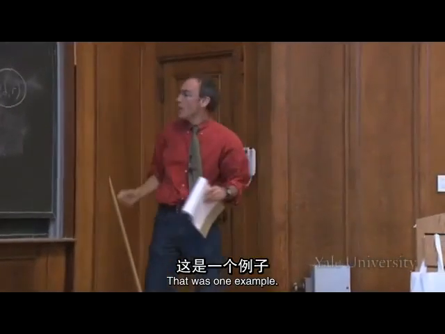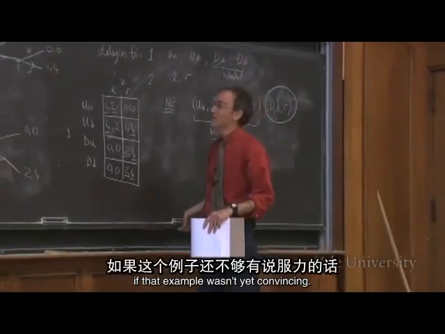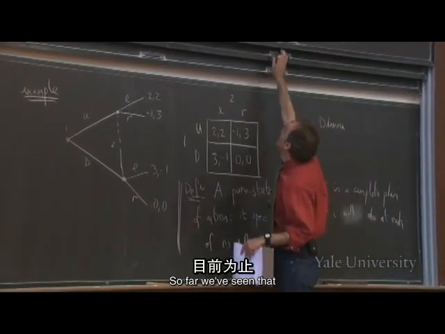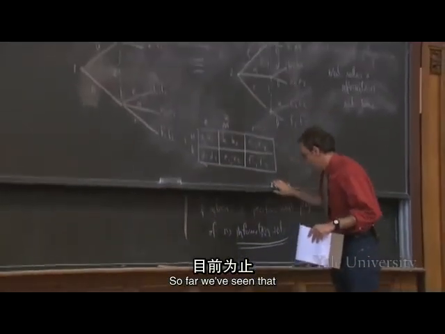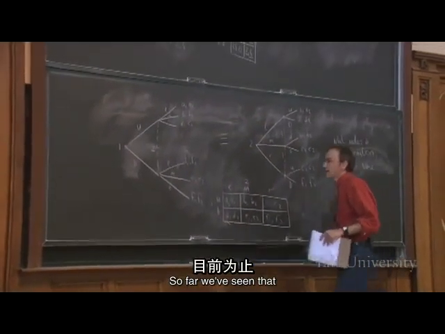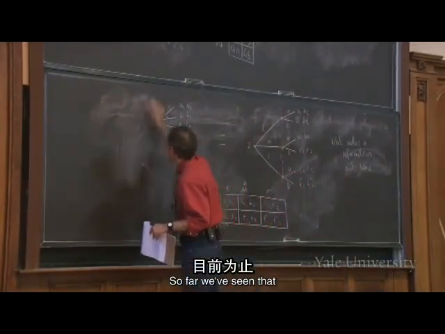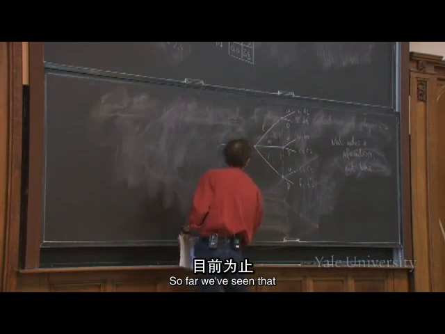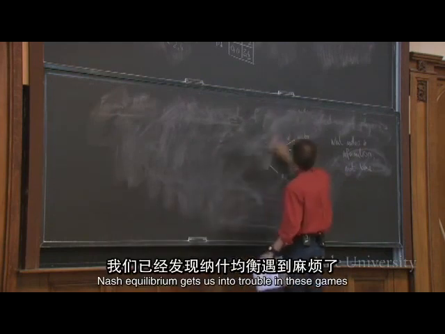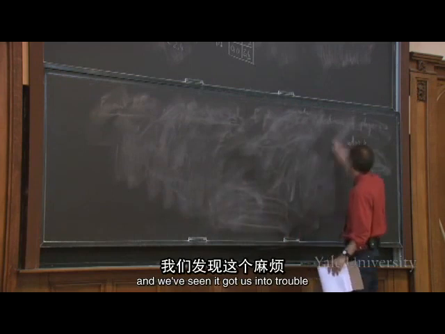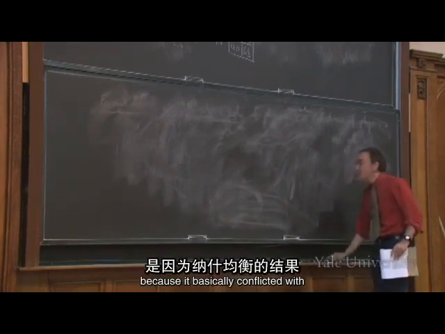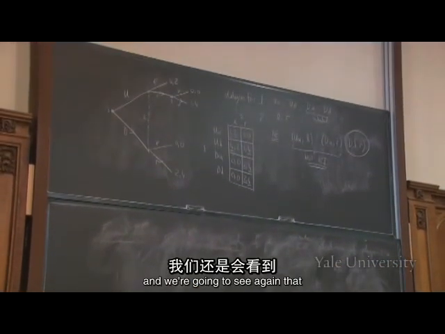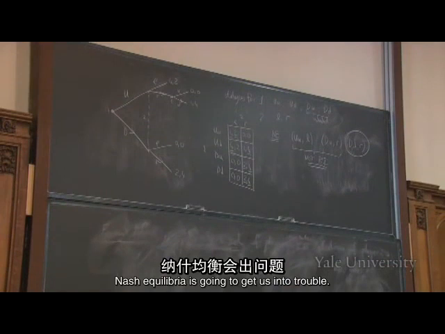All right, that was one example. Let me give you a second example if that example wasn't yet convincing. Let me leave that example up. So far, we've seen that Nash equilibrium gets us into trouble in these games, and we've seen it got us into trouble because it basically conflicted with our backward induction intuitions. Now I'm going to show you a different game, and we're going to see that again, Nash equilibrium is going to get us into trouble.